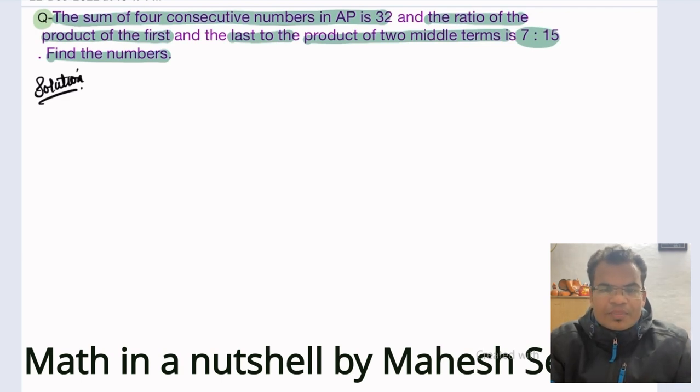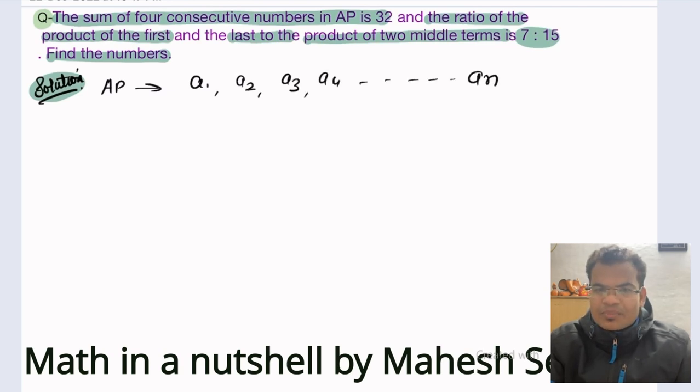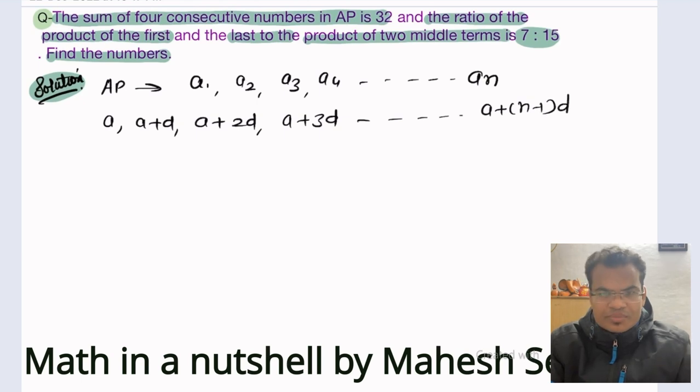So guys, generally when you are talking about the AP, we have the arithmetic progression in this form: a1, a2, a3, a4 and up to an, n number of terms. In another way, we can write it as a, a plus d, a plus 2d, a plus 3d, a plus 4d and a plus (n minus 1)d. This is the way of writing the AP or the consecutive terms.